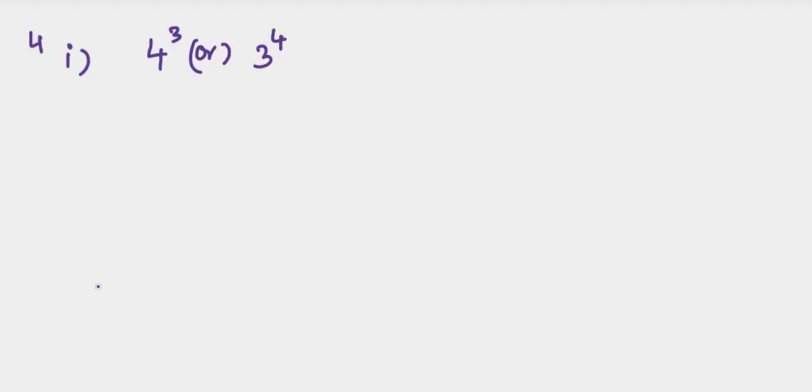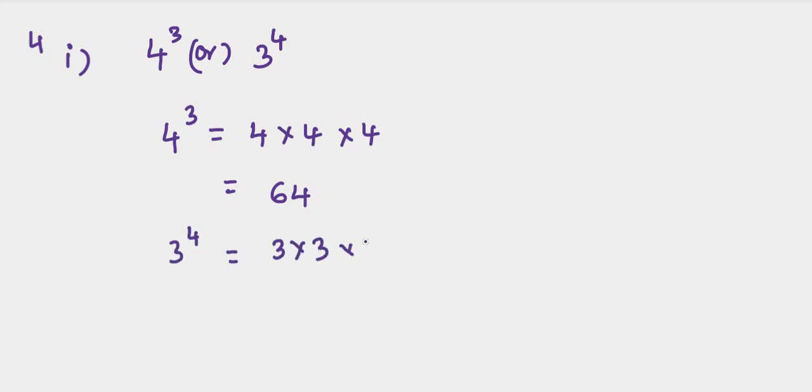Now 4 cube or 3 to the power of 4. You have to identify which is the greater, which is the smaller. So that means indirectly you have to compare them. So first you have to calculate the value of 4 cube. 4 cube means 4 multiplied by 4 multiplied by 4. 4 4 is 16, 16 4 is 64. 3 to the power of 4: 3 multiplied by 3 multiplied by 3 multiplied by 3. 3 3 is 9, 9 3 is 27, 27 3 is 81.